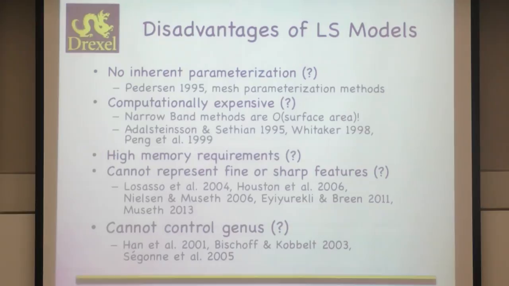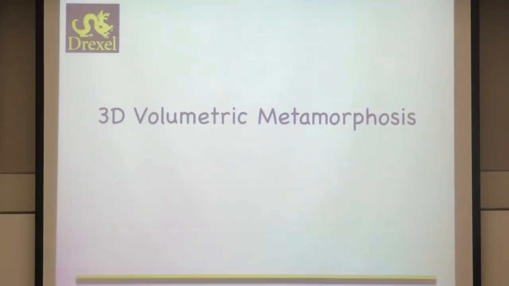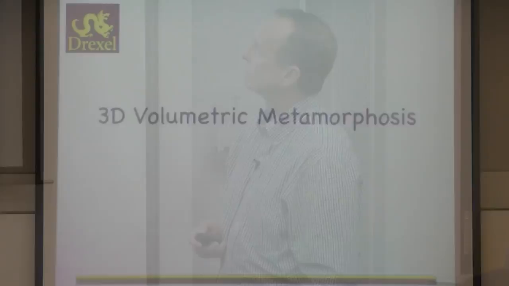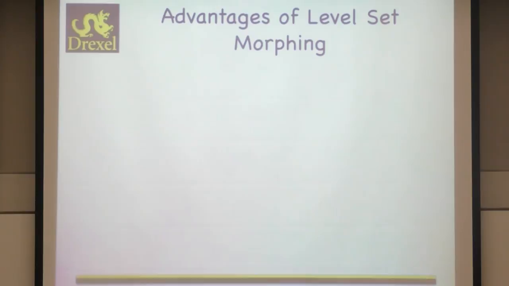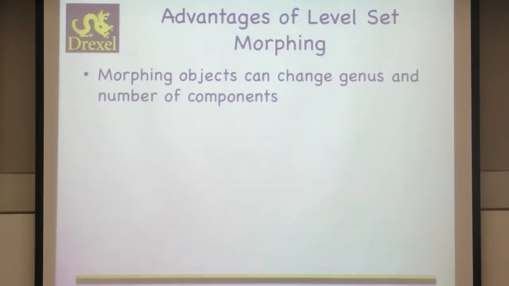So anyway, that's the general idea of level sets. Again, a sampled representation of some scalar field, solving the level set PDE around a narrow band. But let's jump into some applications, and morphing is a very nice one. Again, why would you want to do level set morphing versus mesh morphing? A lot of reasons. Again, morphing objects can change genus and the number of components. You just give me object A, you want it to turn into object B, done, right?